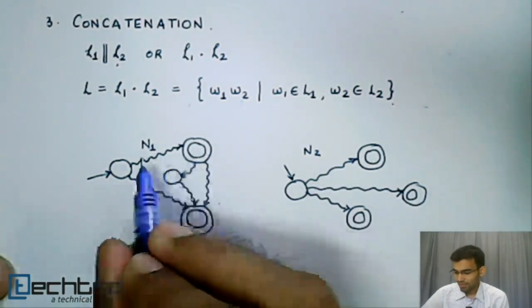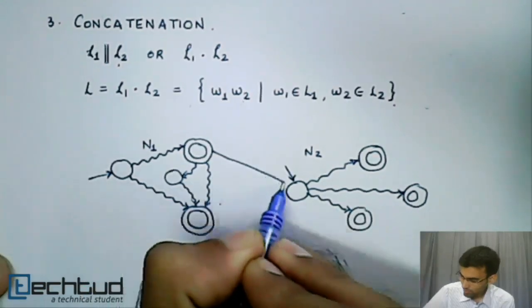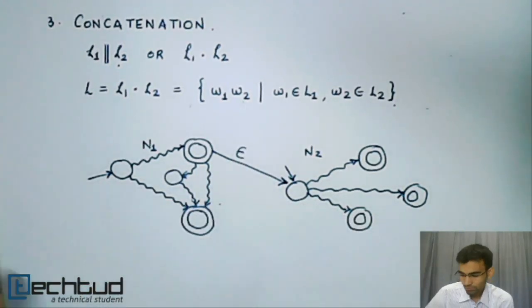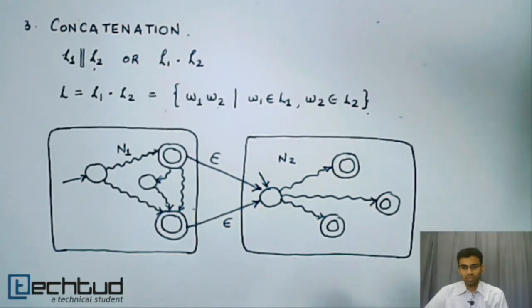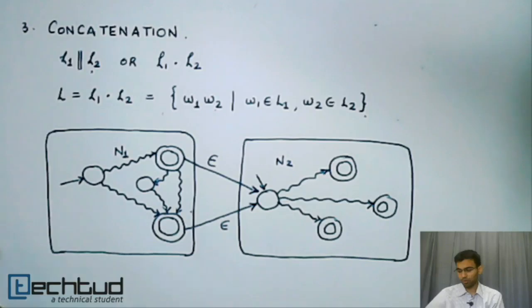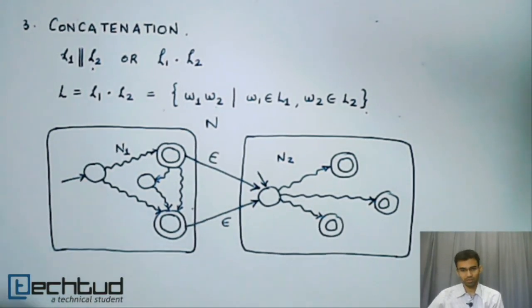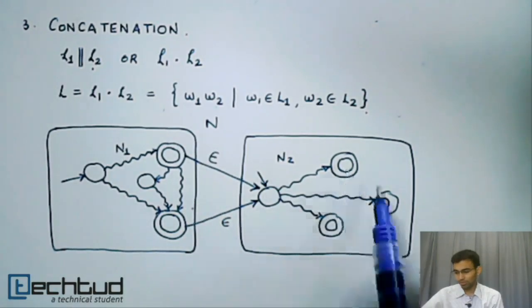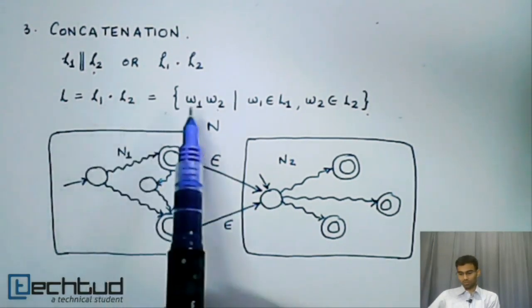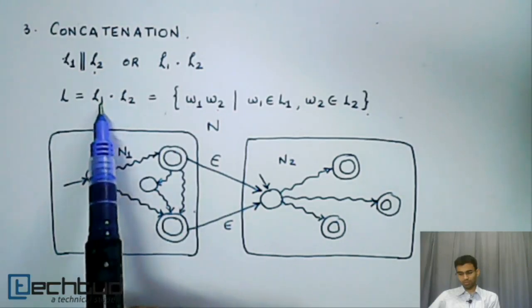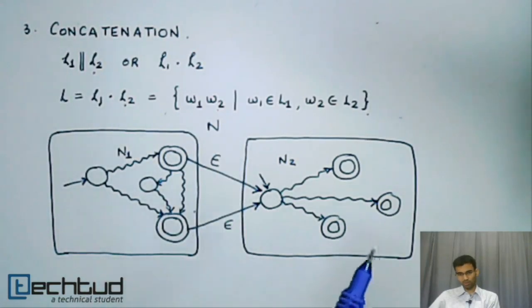So from every final state of N1, we move by a single transition on an epsilon to the start state of N2. So the start state of the overall machine N will be the start state of N1. The final states of N will be the set of final states of N2. So any word which is concatenated by taking a word from L1 and taking a word from L2, such as W1, W2, will be accepted as follows.